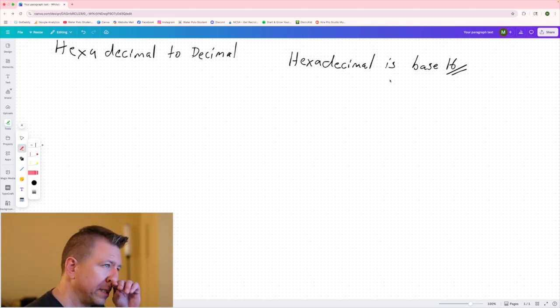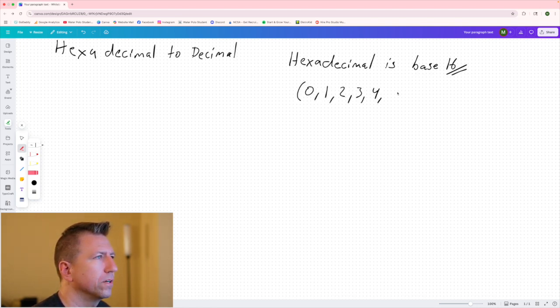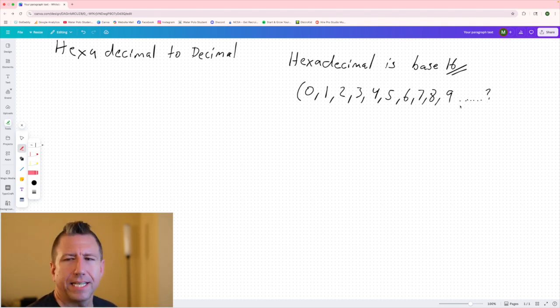And so it's base 16, and there's something interesting here because it has 16 elements in the set. So the values that it can take are 0, 1, 2, 3, 4, 5, 6, 7, 8, 9. So we got all the way up to 10, but then what comes next? And so we don't have a 10 value that's represented by a single character. And so we have to use different characters that will represent 10, 11, 12, 13, 14, and 15.